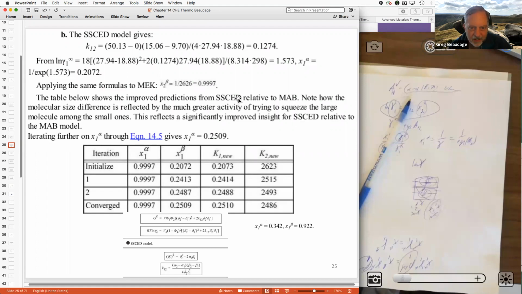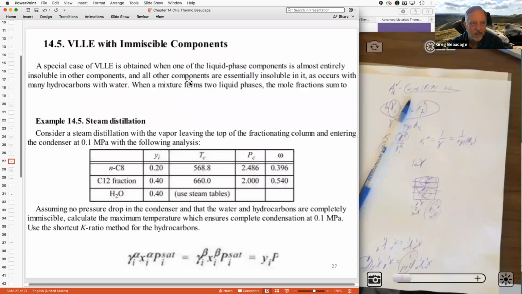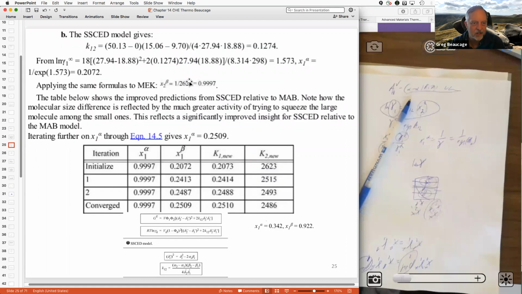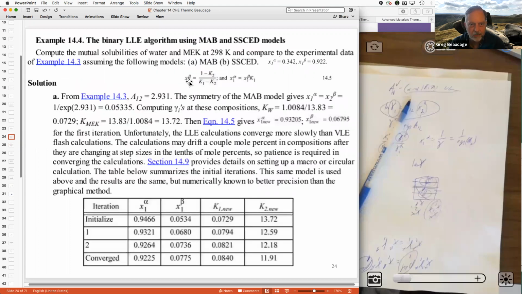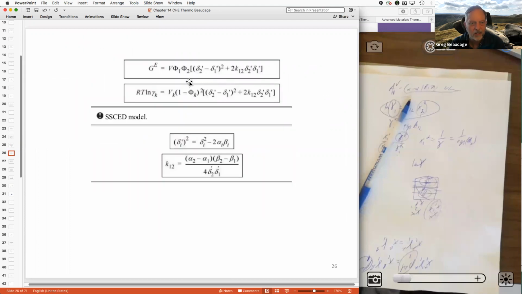So that's this SSCED. Again, you don't really need to know, just need to know that you can use these different models to get these things, right? To kind of get a little bit of a feel for the equations. So that was liquid-liquid equilibria doing iteration, and they call it a flash, but basically it's just dump the stuff in a bucket and see what phases show up and what the compositions are.